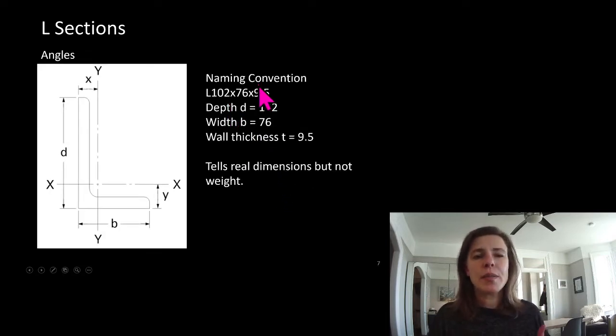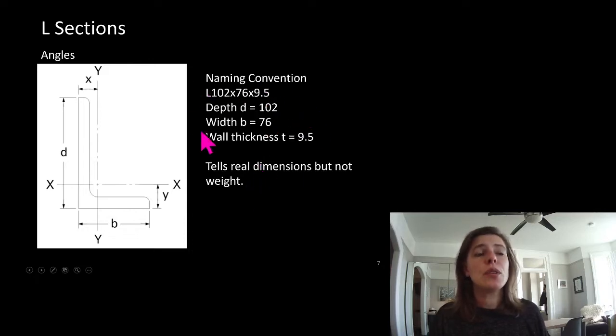Angles. Angles, similar to channels, we're not going to use much in this course, but the naming convention is slightly different than our channels and our W sections. L is for our angle, and then we have two dimensions. The first one is the long side, or what we'll call D. You could turn it on its side if you wanted to, and then we'd always write that it was long leg horizontal if we needed to do that. And B is our short side, and then 9.5 here is the actual thickness of our member.